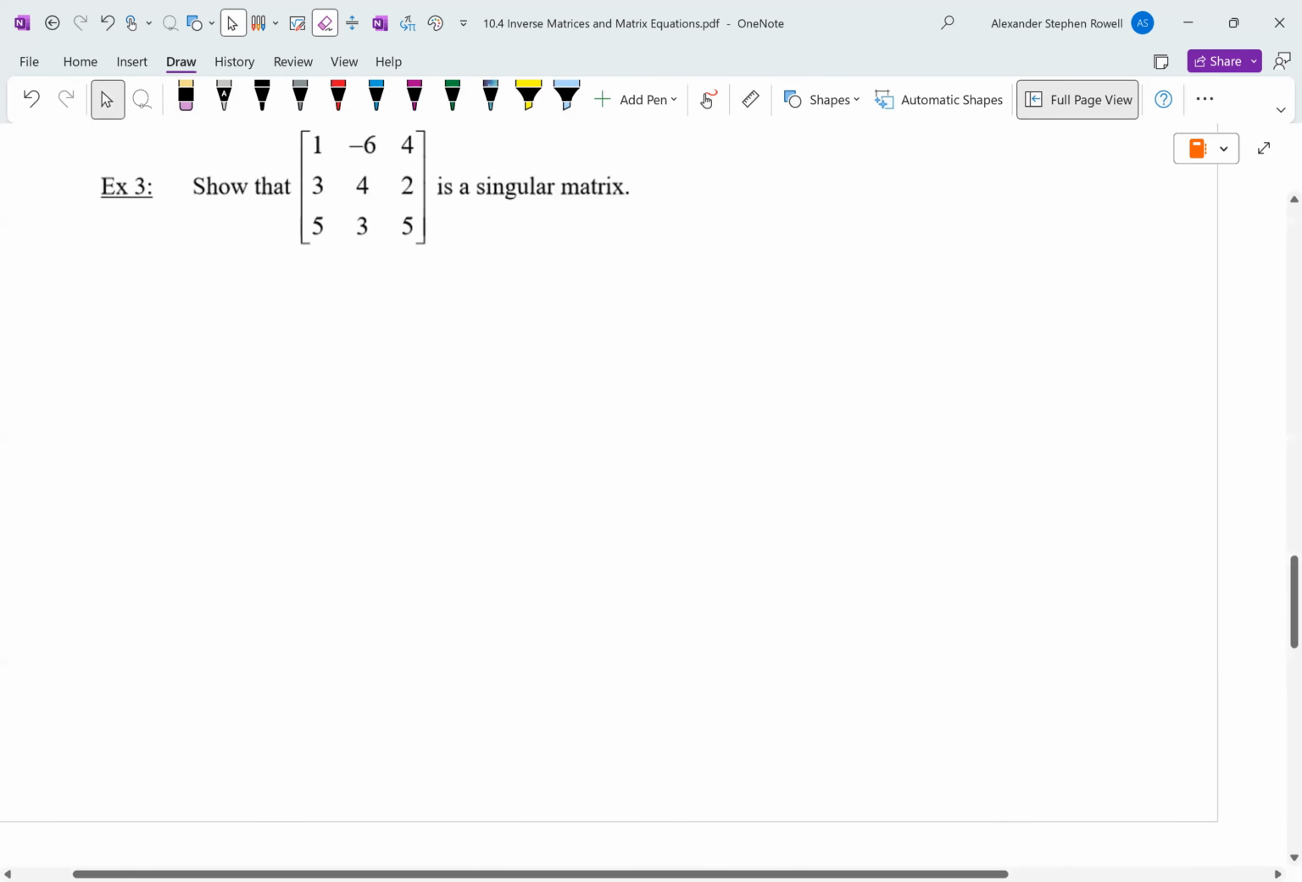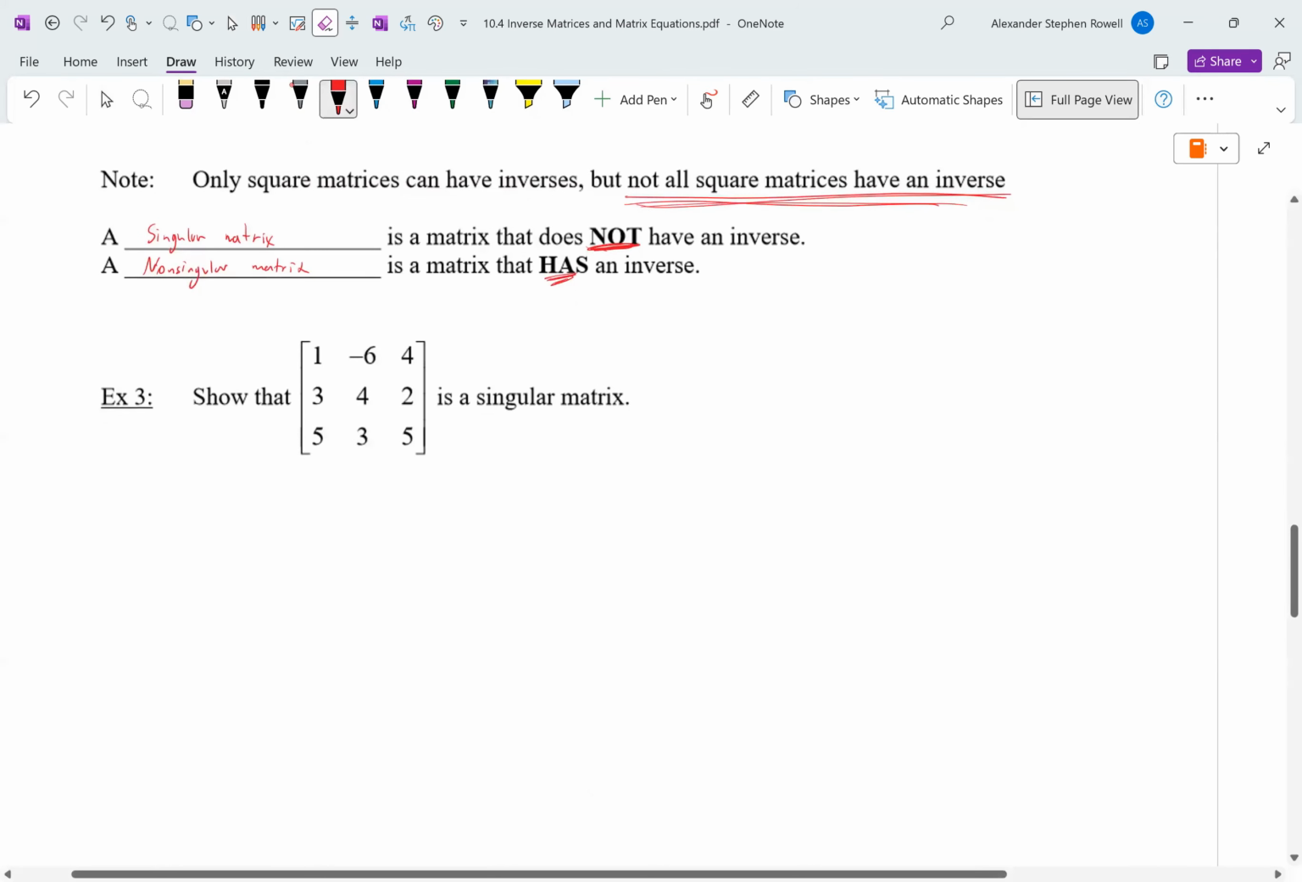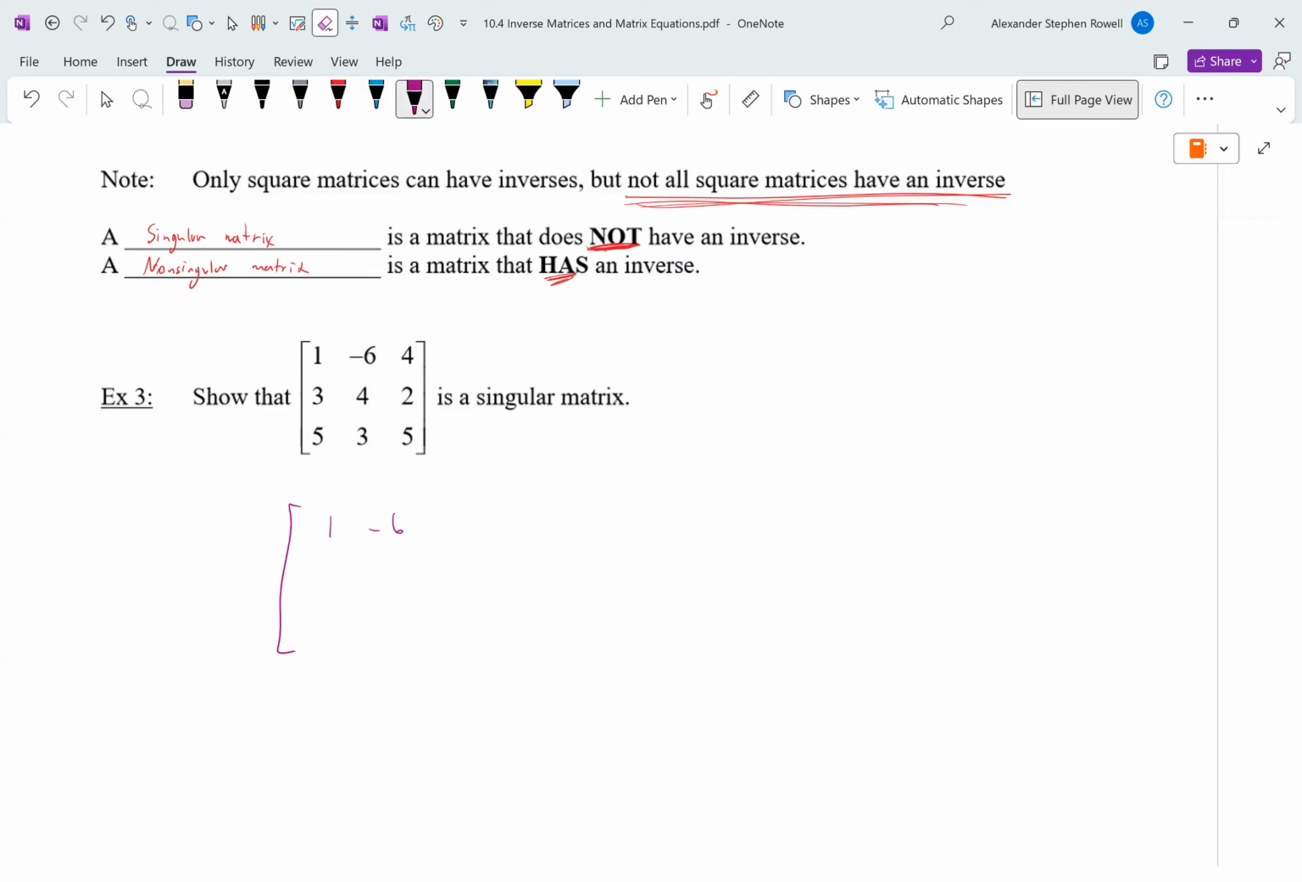Example 3. Do you think this one has an inverse or not? No, probably not. I want to show an example of one that doesn't have an inverse square matrix. Okay, so how do we find out? I look for an inverse, and I'm going to get a row of all zeros. 1, -6, 4, 3, 4, 2, 5, 3, 5. I augment it with 1, 0, 0, 0, 1, 0, 0, 0, 1.